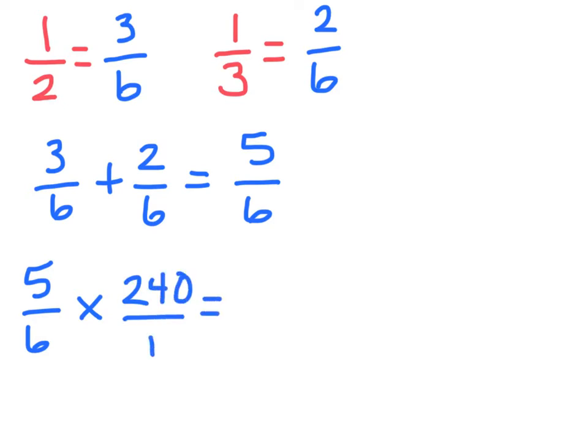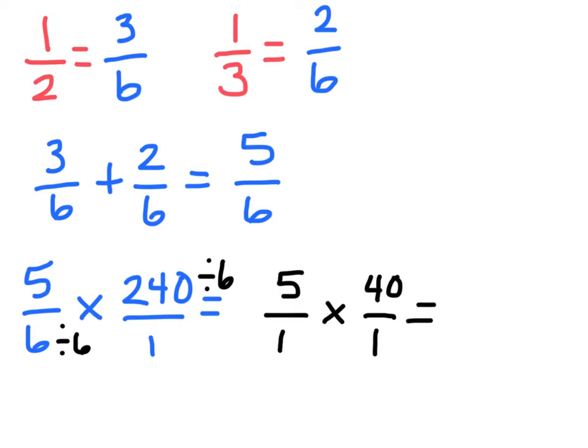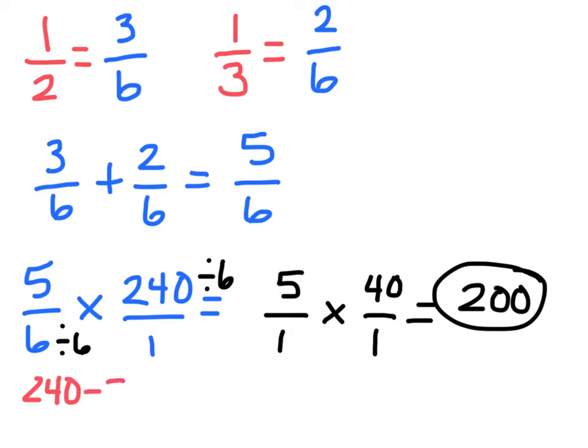Now it's a simple multiplication problem, right? Each of these is divisible by 6. So we have 5 over 1 times 40 over 1, or 200. 200 pieces of fruit are sold. To calculate how many pieces of fruit are left, we simply take our original amount, 240, and subtract the 200 sold for our remainder of 40.